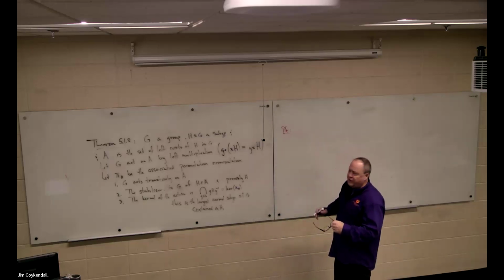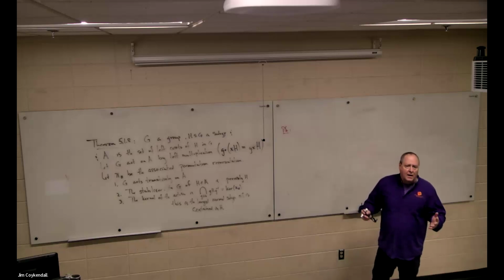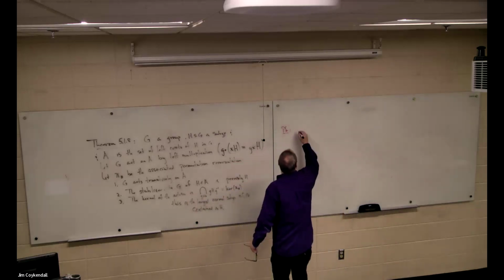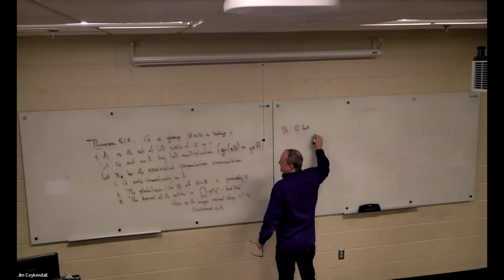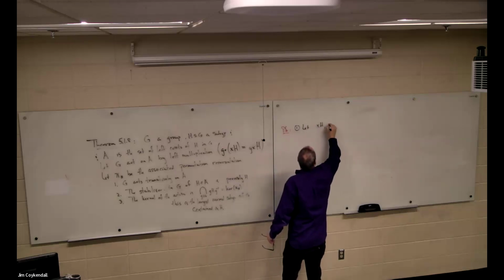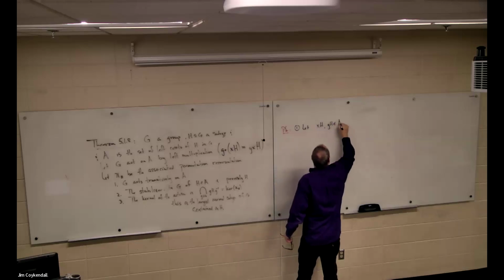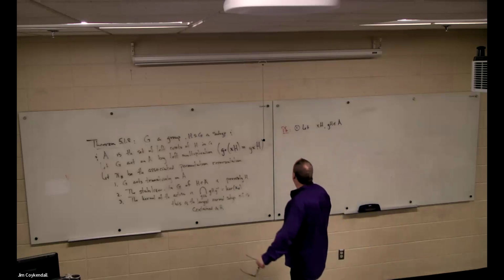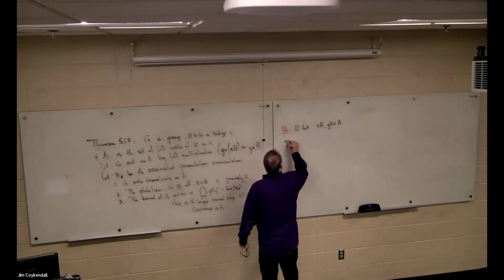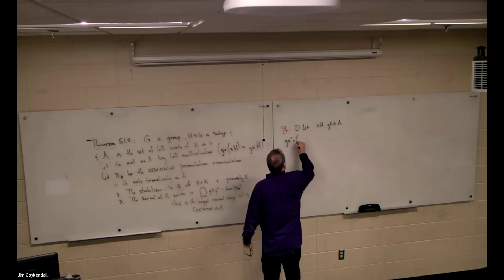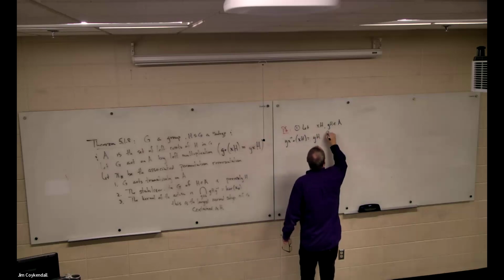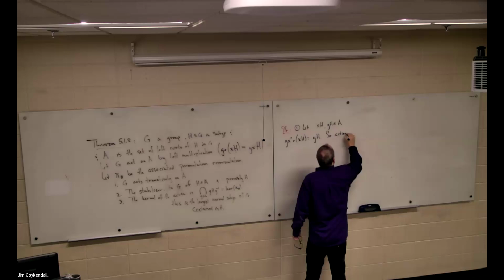So my first claim is that G acts transitively on A. An equivalent way to do that is, given any two elements, there's something in G that takes one to the other. So let xH and yH be in A. Notice that yx inverse operating on xH gives yH. So the action is transitive.